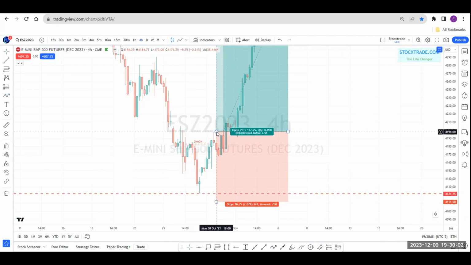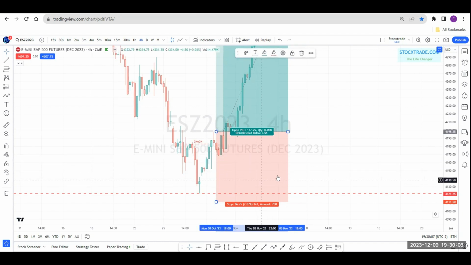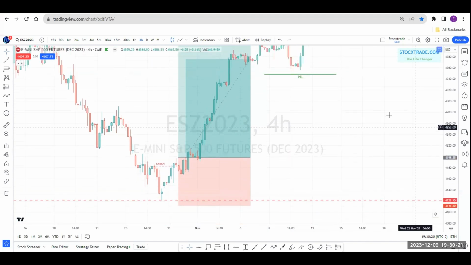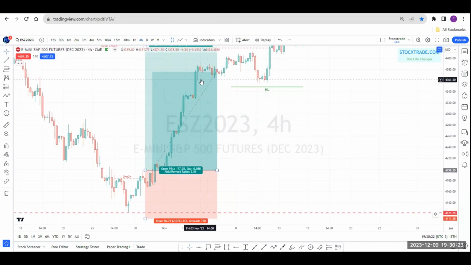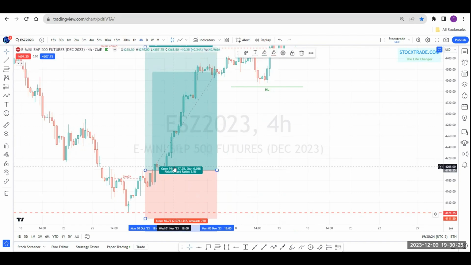You know this cursor? What are these green and red areas? What does it show? The red area is your loss. I know that. And the green is the profit. The green here is 177 points. If your price hits the target, then you will take 177 points profit.